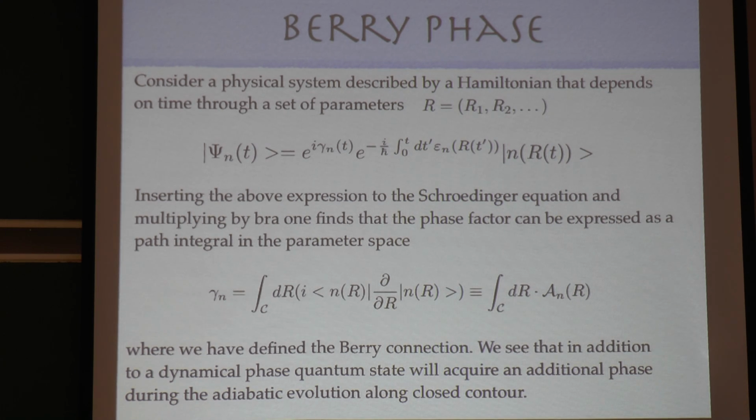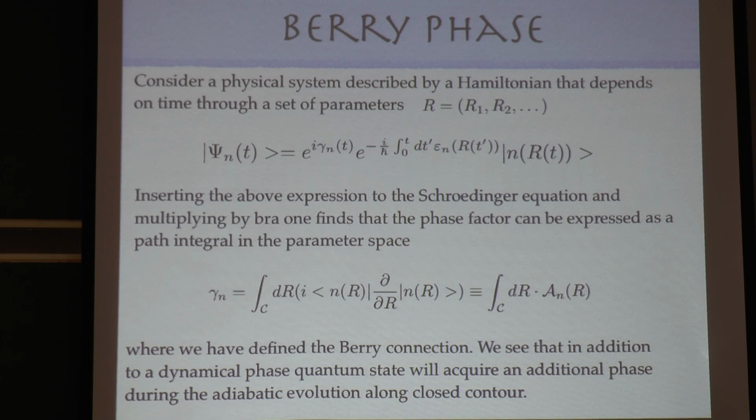Okay, and now I want to show you that there is a big connection between that and the Berry phase. So suppose you have some Hamiltonian that depends on a set of parameters. Then if the system is adiabatic, we have some dynamical phase, and we also have some non-dynamical contribution, which is now called Berry phase, or geometric phase. It was noticed in the 80s by Berry.